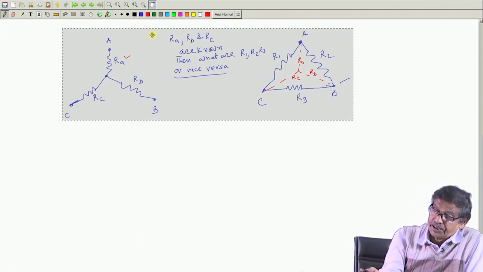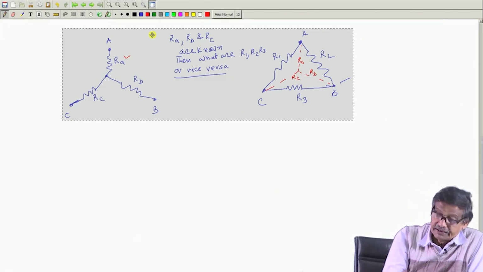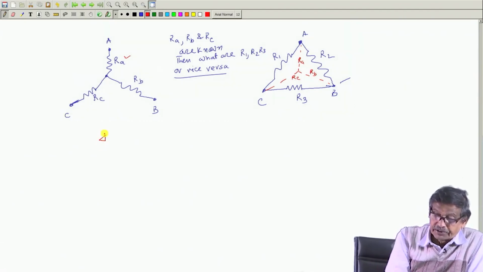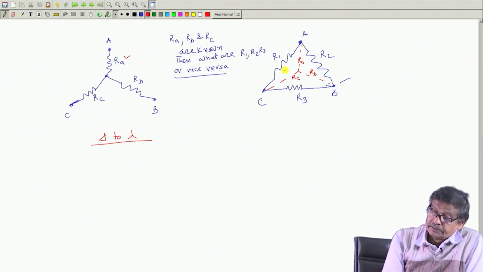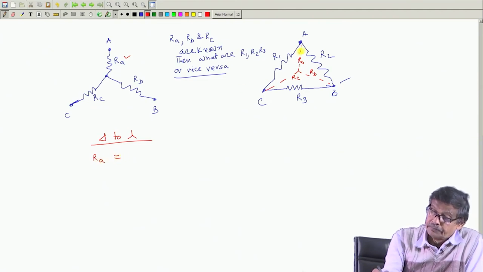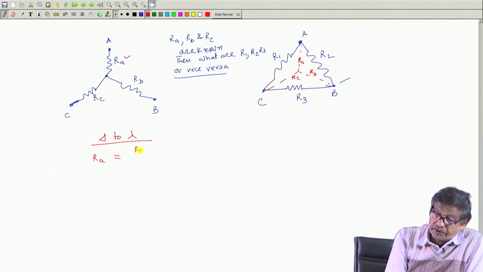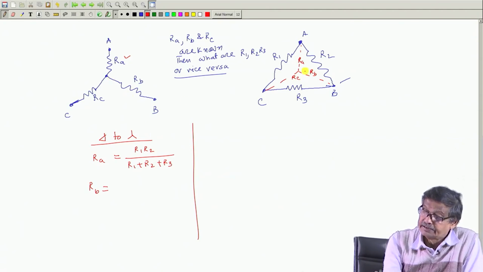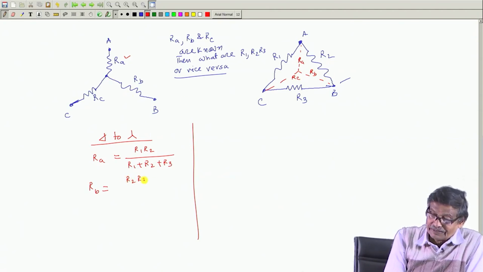Therefore, the equivalence between these two circuits, we have already seen for delta to star transformation. First we derived that R A is equal to R 1 R 2 divided by R 1 plus R 2 plus R 3. R B is this resistance, R B is equal to R 2 R 3 divided by R 1 plus R 2 plus R 3.